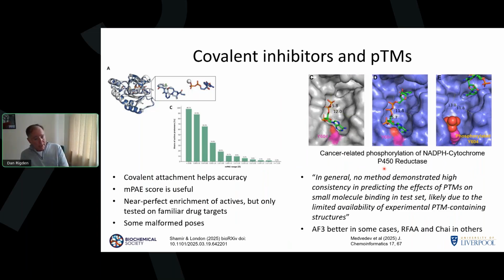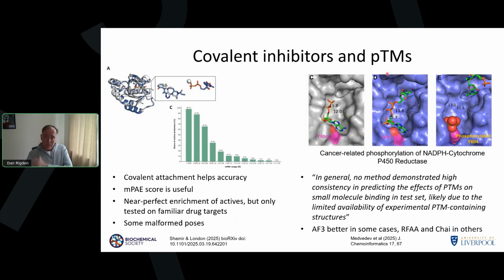Covalent inhibitors are much better. There was a preprint just about them, a relatively small bit of work, but naturally, if you've got a covalent bond between your inhibitor and the protein, that restrains the conformational possibilities a lot. And they also found that this built-in score was very useful for ranking. So covalent inhibitors are a bit of a special case. They are much better, but we still have some kind of stereochemical issues with them.